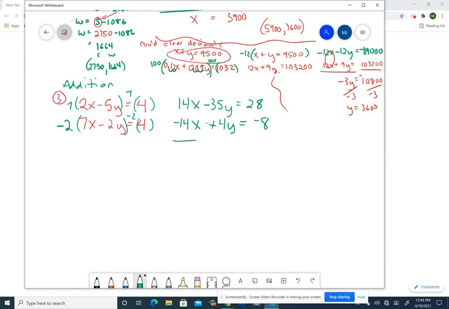So you get to there. Be careful about your signs. The negative times the negative made that a positive. Now you're ready to add the two equations. So this is gone. This becomes negative 31y, and over here you have positive 20.